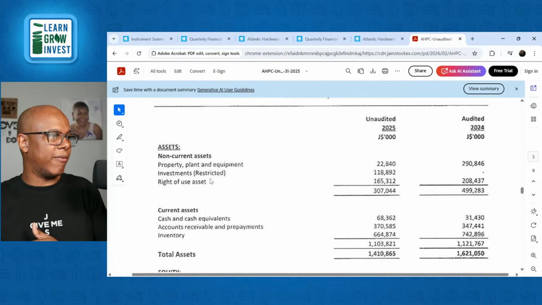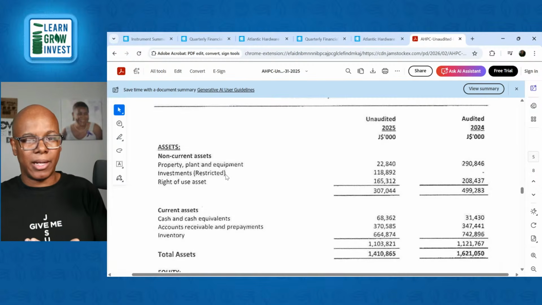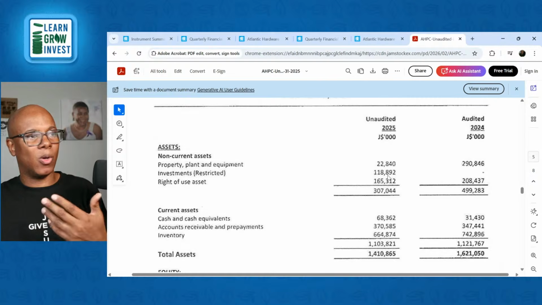And we also have here investments. So since it's on the non-current, I'm going to assume that this is just investments that they're holding for the long term.